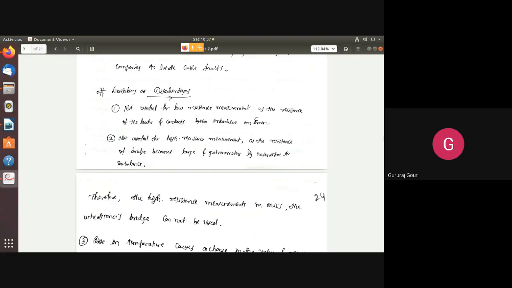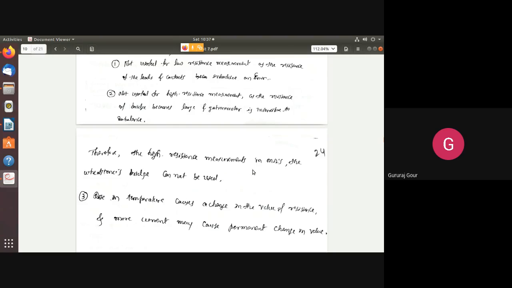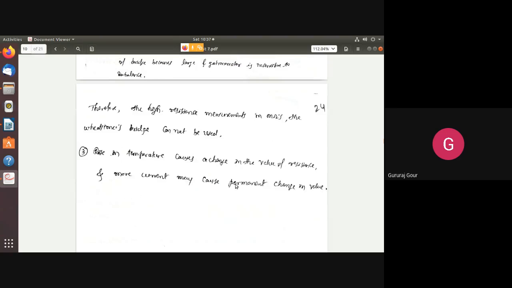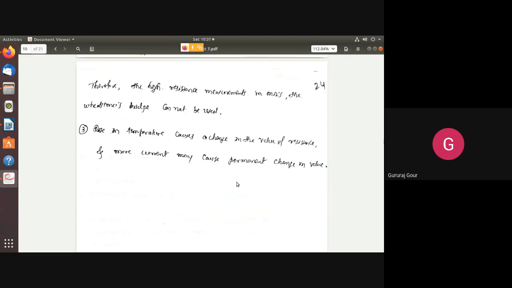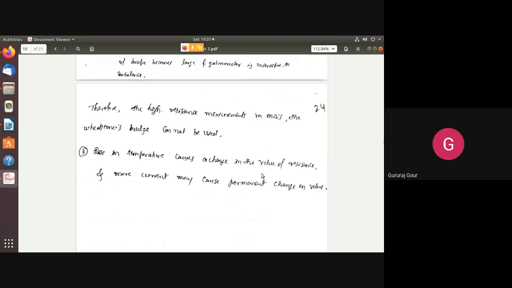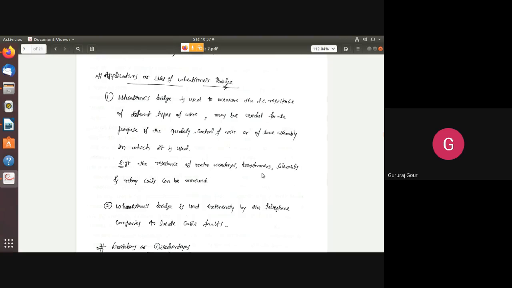It is not useful for very high resistance measurement. Therefore, for high resistance measurement, in terms of mega ohms, the Wheatstone bridge cannot be used. Rise in temperature can affect its performance. These are some limitations of the Wheatstone bridge.